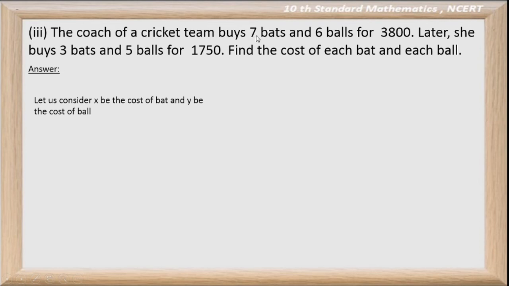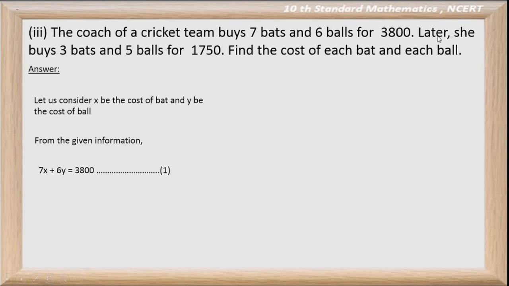So we can write 7 bats, how can we write? 7 into x plus 6 balls. Balls is what? y is the cost of a ball. So 6y equal to 3,800. See here, 7x plus 6y equal 3,800. Make this equation 1.